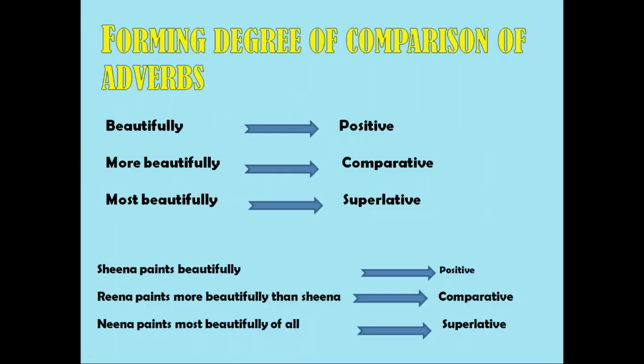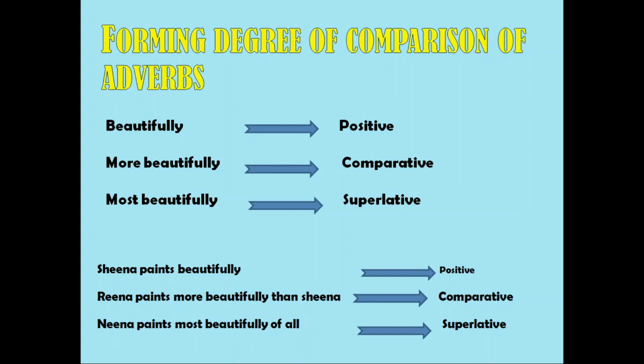So now let us see the example here. Beautifully is the positive degree. To change it to the comparative degree, we will add more before the word beautifully. So it becomes the comparative degree more beautifully. To change it to the superlative degree, it becomes most beautifully because we have added most in front of the word beautifully.